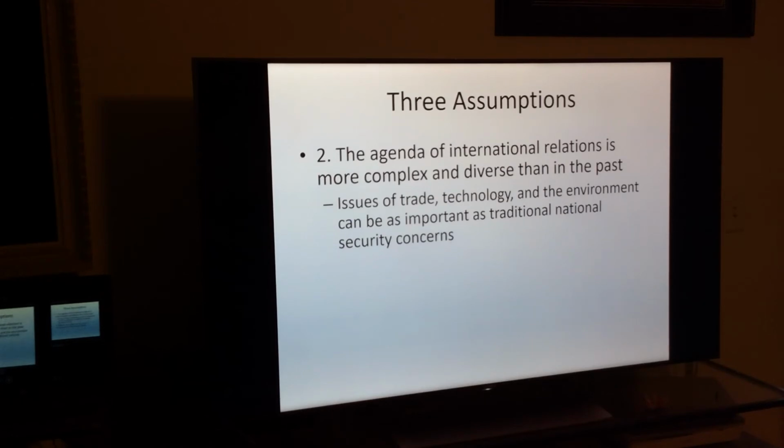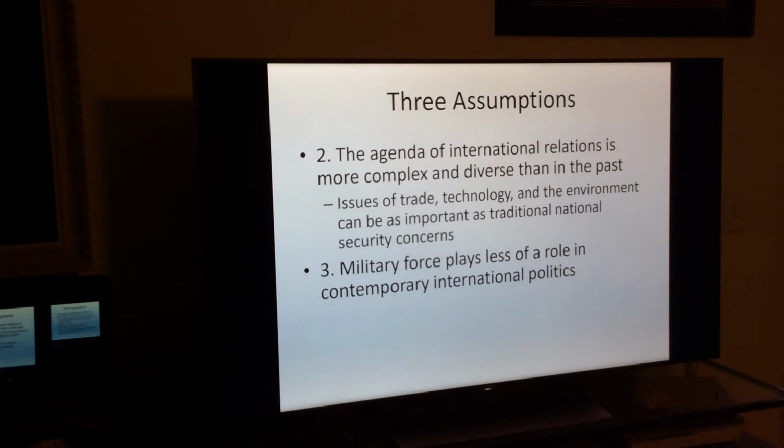Right? I think today President Biden talks about climate change and setting up a climate summit and trying to abide more by those climate agreements. And three, military force plays less of a role in contemporary international politics. Because if you were an aggressor nation, the world community would come together against you for disrupting the status quo. So military power doesn't play as much of a role for interdependence.